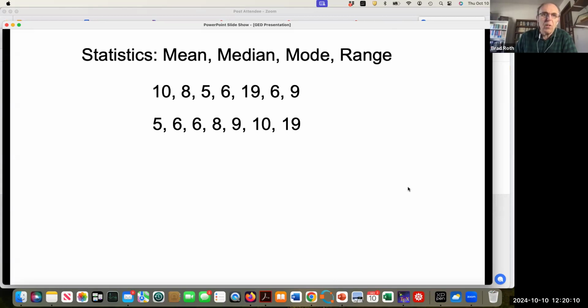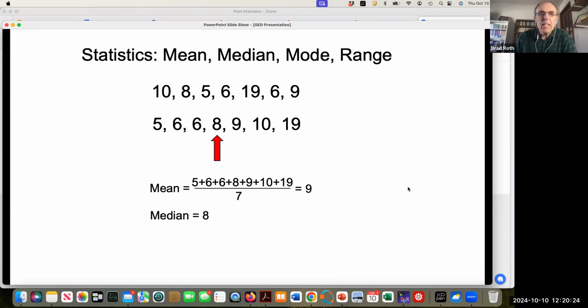So put them in order, lowest to highest. Then the mean is just adding them up and dividing by 7. In this case, you get an integer, 9. In other cases, you might get some decimal number. The median is the middle value, which in this case is just 8.